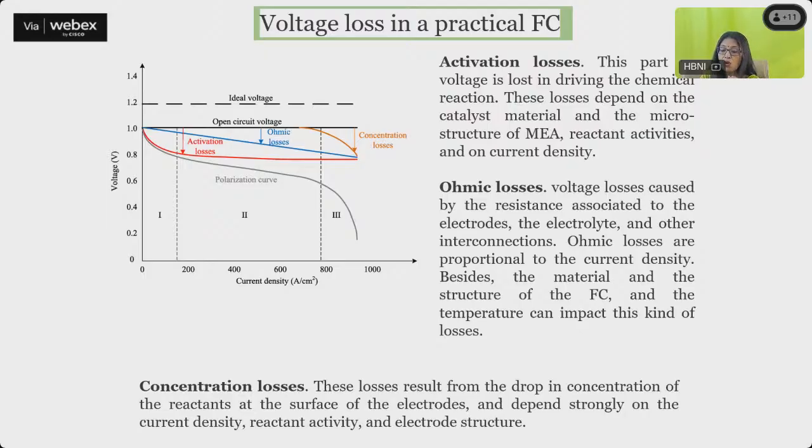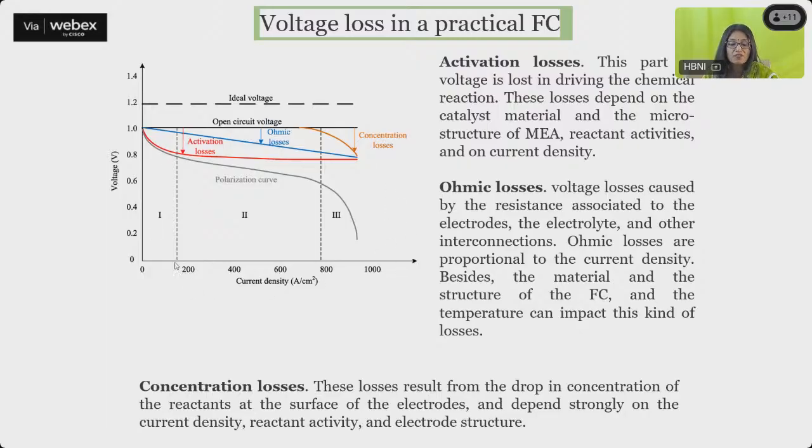So there is a loss which results from the drop in concentration of reactants at the surface of the electrode, and it depends strongly on the current density, the reactant activity, and also on the electrode structure. So there is going to be a drop in concentration of the reactants at the surface of the electrodes, and that is the reason why you will have these concentration losses which come in at different current density.